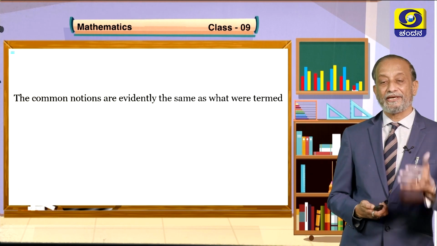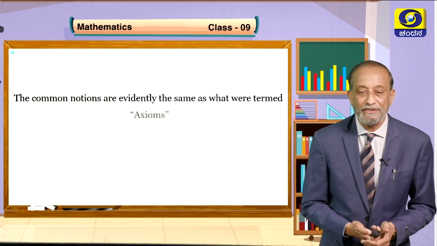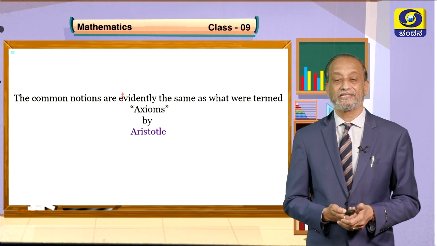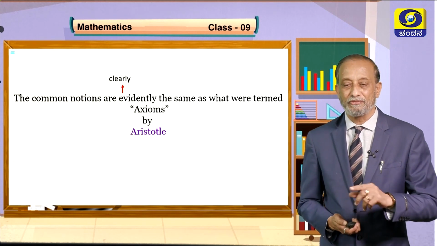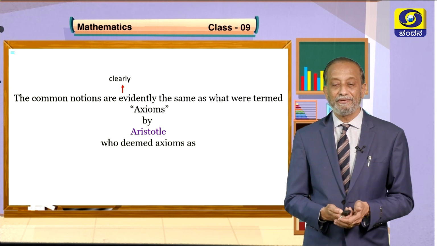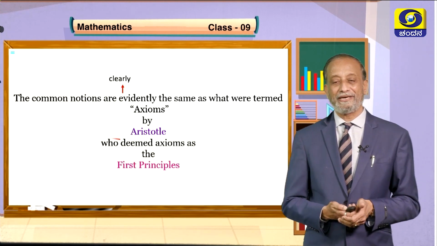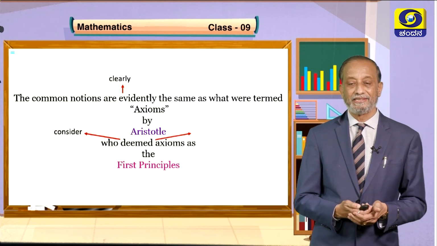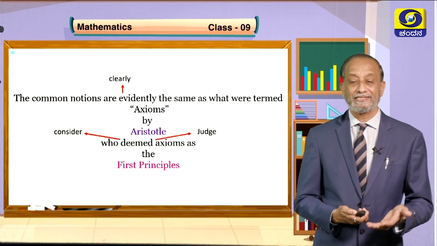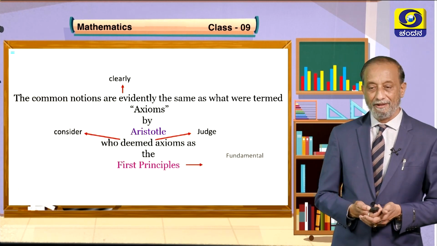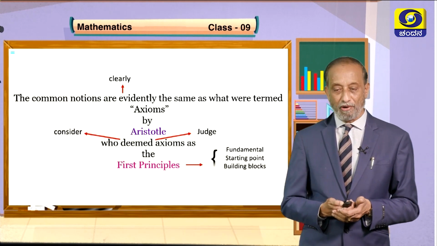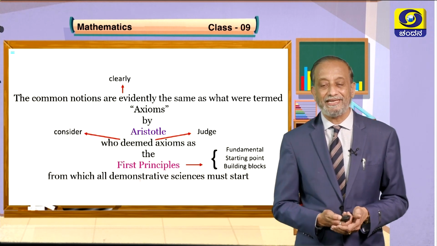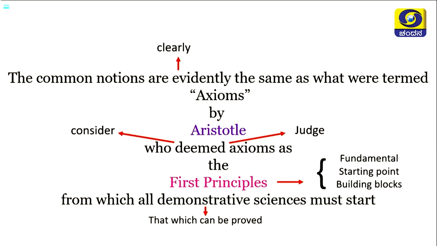The common notions are evidently the same as what we termed as axioms by Aristotle. So, evidently means clearly, we can say that common notions and axioms are synonyms, who deemed axioms as the first principles. Deemed means consider, or we can say judge, the axioms as the first principles. First principle means fundamental starting point, or you can say building blocks from which all demonstrative sciences must start. Demonstrative means that which can be proved or can be given evidences.